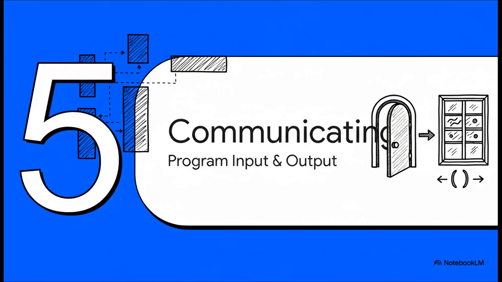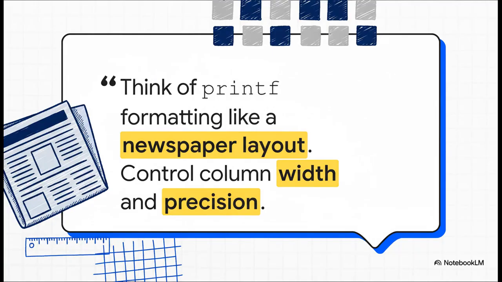Okay, we've got our program's internal blueprint figured out. We have our private local rooms and our public global hallways. But how does our program actually talk to the outside world? We need some doors and windows. In C, our main doors and windows are functions like printf and scanf. Let's start with printf, our window out to the world.